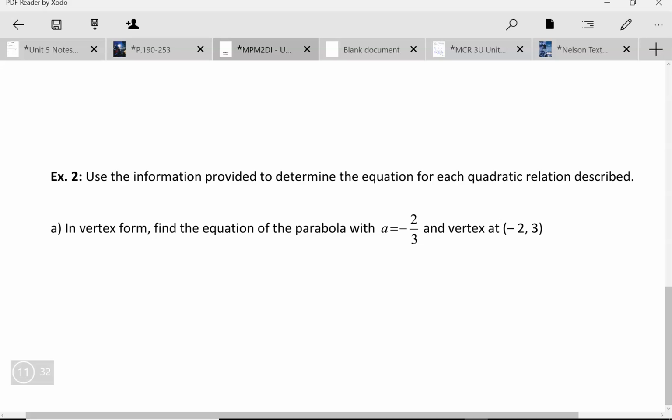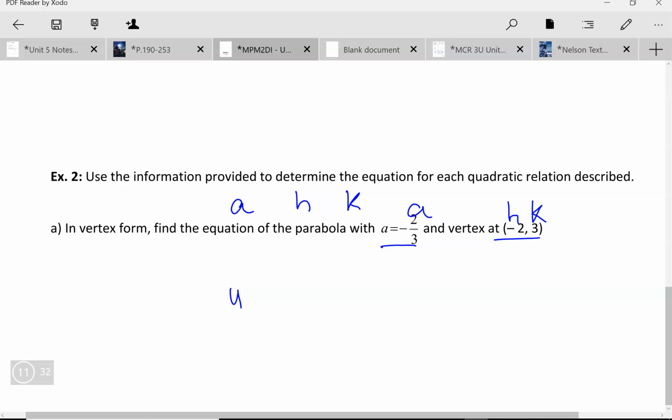Okay, so determine the equation in vertex form of a parabola with this a value and this vertex. And now that's super easy, because to write the equation of a parabola, remember, all we need is 3 values. We need the a value, we need an h value, we need a k value. Here we're given all 3 of these values. This is the a value, this is the h value, and that's the k value.